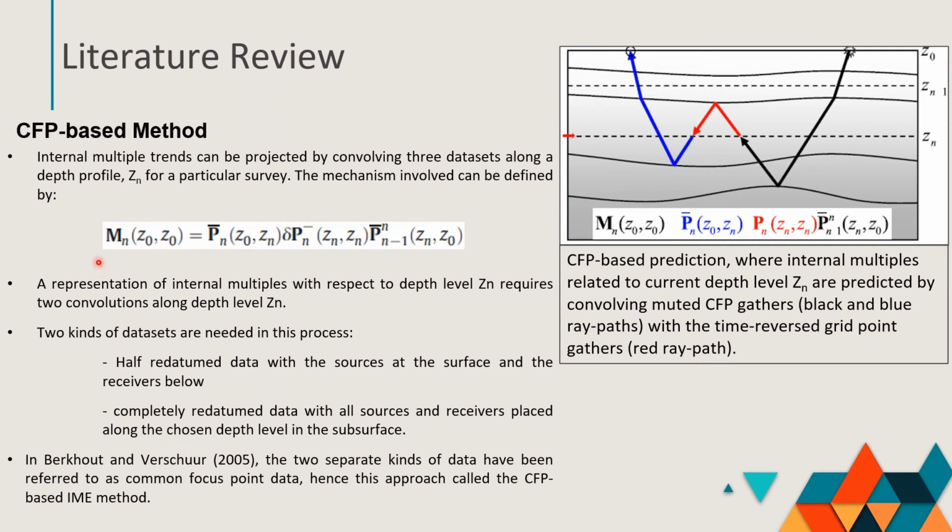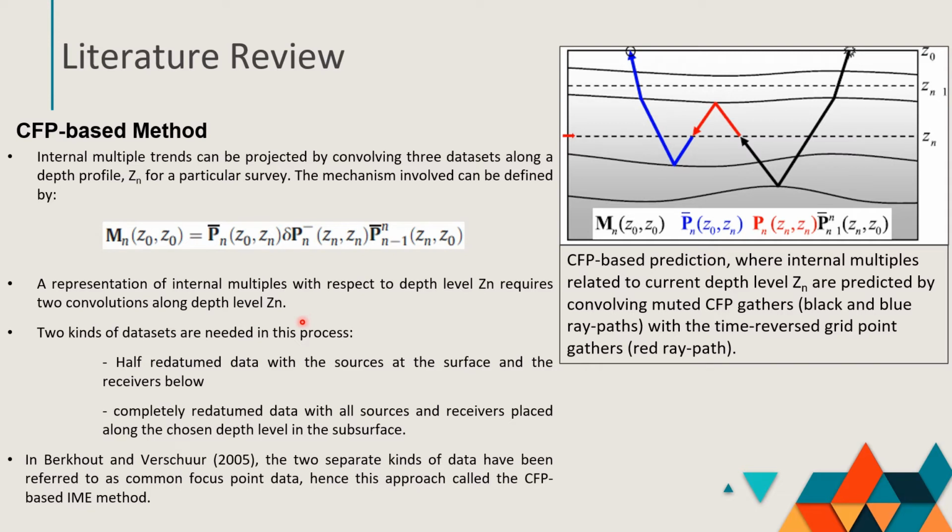We move on to the literature review. The first one we are going to discuss is the common focus point based method, where the internal multiple train can be projected by convolving three datasets along a depth profile Zn for a particular survey, and this mechanism can be defined by the following formula. It is the representation of internal multiple with respect to depth level Zn, which requires two convolutions along level Zn.